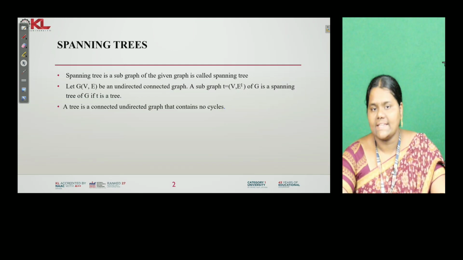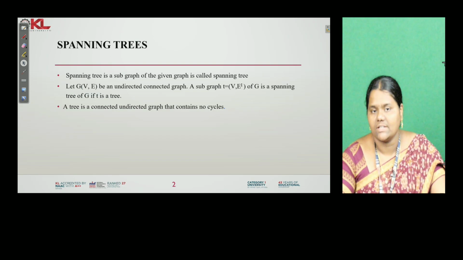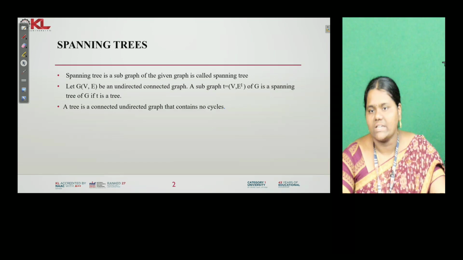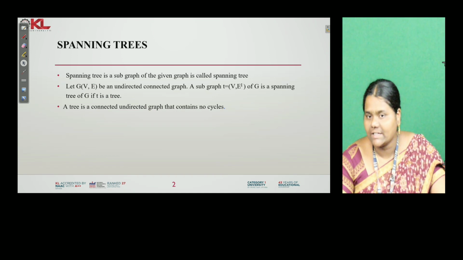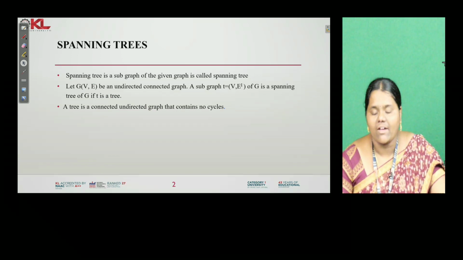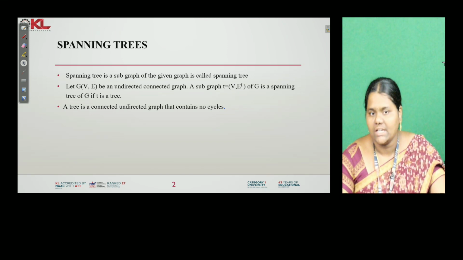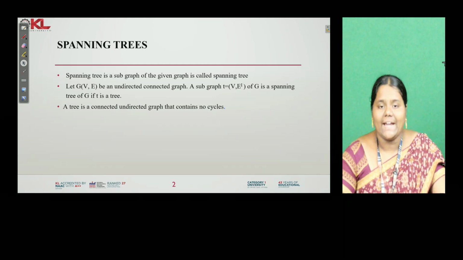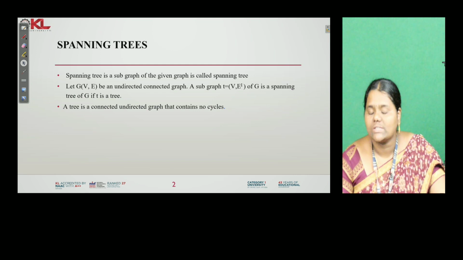A spanning tree is a subgraph of the given graph. Let graph G = (V, E) be an undirected connected graph. A subgraph T = (V, E') of G is a spanning tree of G if it is a tree. A tree is a connected undirected graph that contains no cycles.